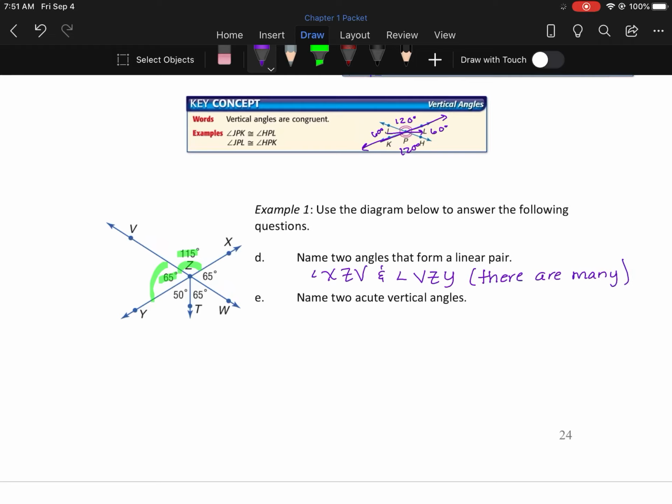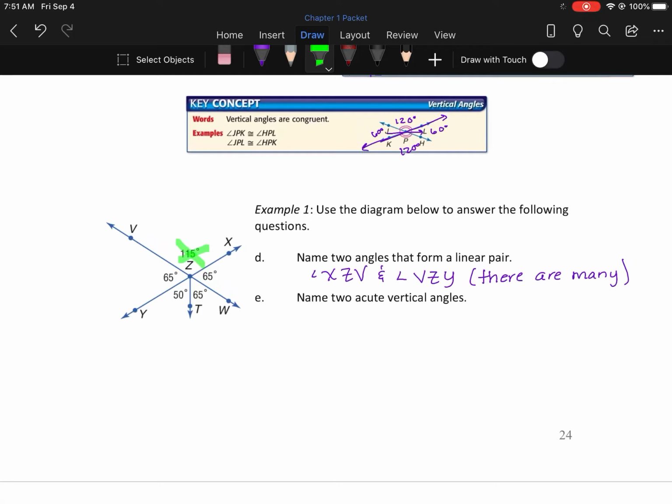All right, second one: name two acute vertical angles. So let me erase that: acute and vertical. Acute, remember from yesterday, means less than 90 degrees. So 50 is less than 90, all these 65s are less than 90. The 115 is not less than 90, so we can forget about that one.